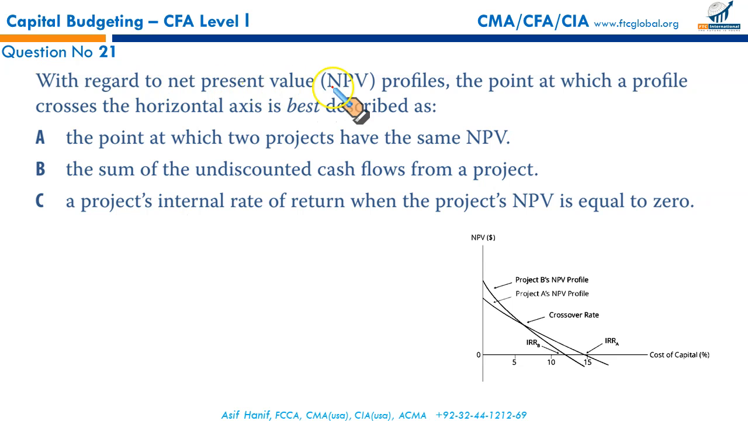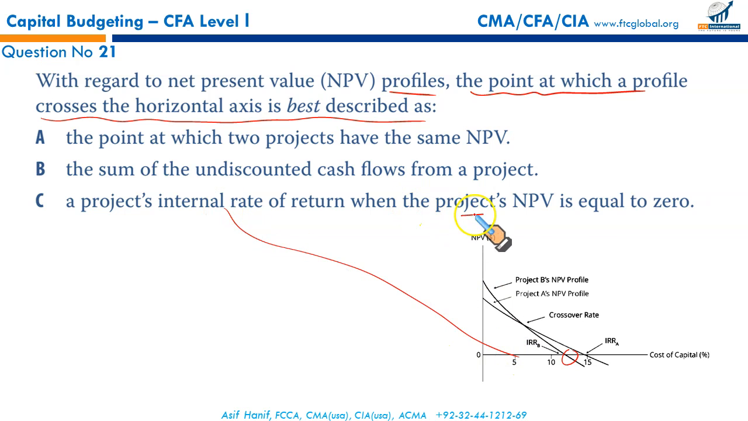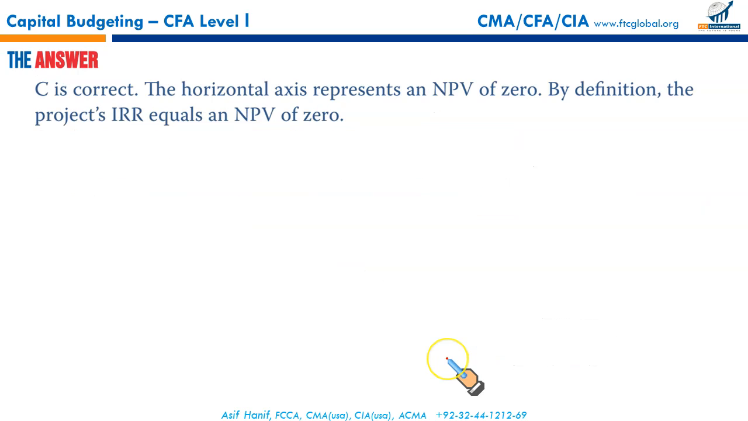With regard to the net present value profiles, the point at which the profile cuts the horizontal axis, that is the IRR, the project's internal rate of return when the project's NPV is equal to 0. Straightforward, C is the right result.